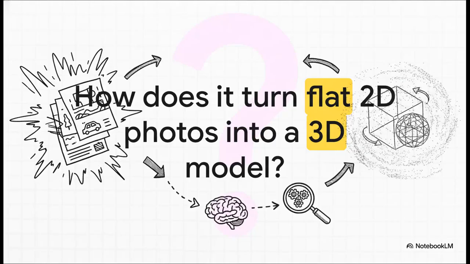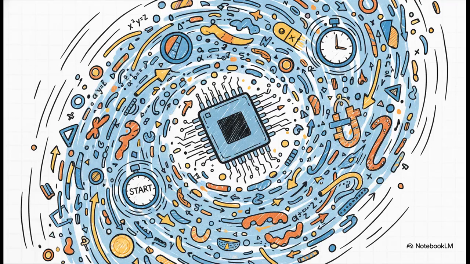And that is the billion-dollar question, isn't it? How does a machine look at a bunch of flat photos and figure out the depth, the shape, the whole structure of the world? I mean, that jump from 2 dimensions to 3, it really does feel kind of like magic. But it's not magic. It's the sheer power of calculation.